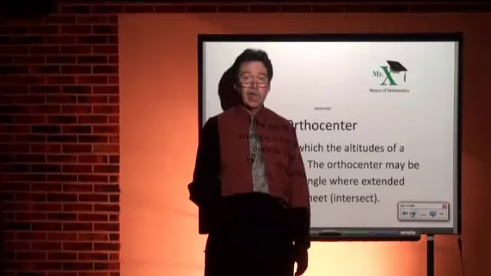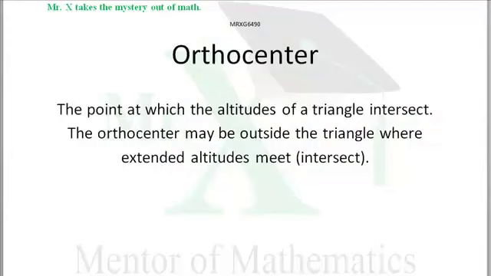Hi, Mr. X with glossary term Orthocenter. It's the point at which the altitudes of a triangle intersect. They will be concurrent. But the orthocenter need not be inside the triangle because the altitudes may be extended altitudes and may actually meet up, intersect, or be concurrent, whatever term you want to use, outside the triangle.